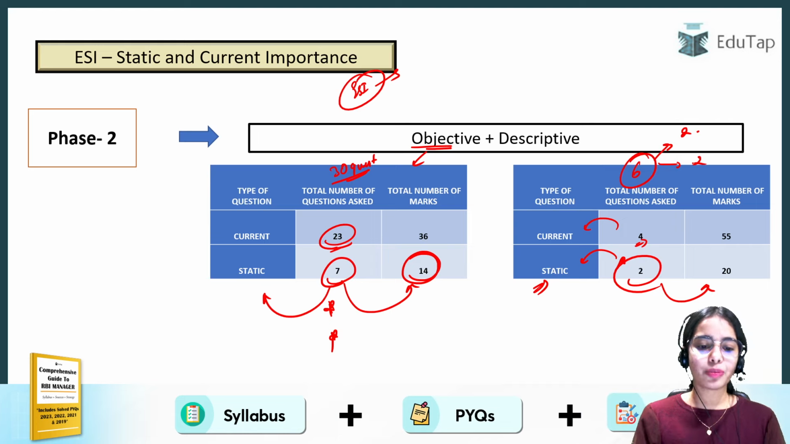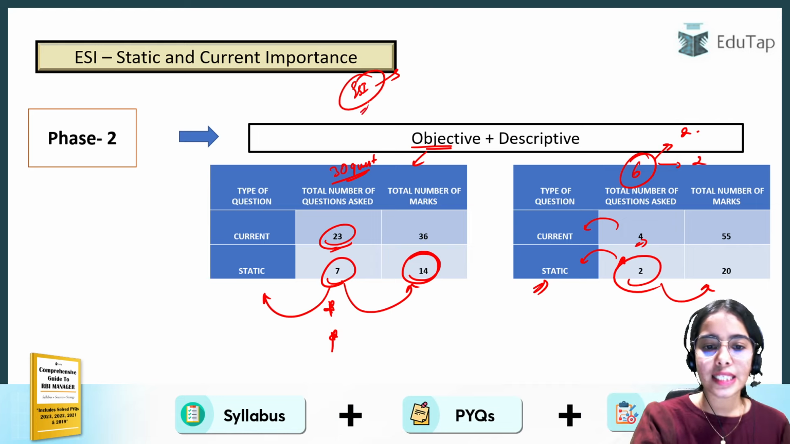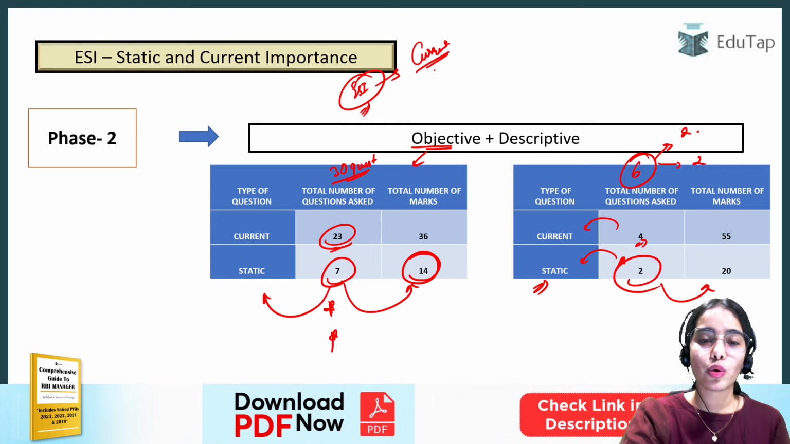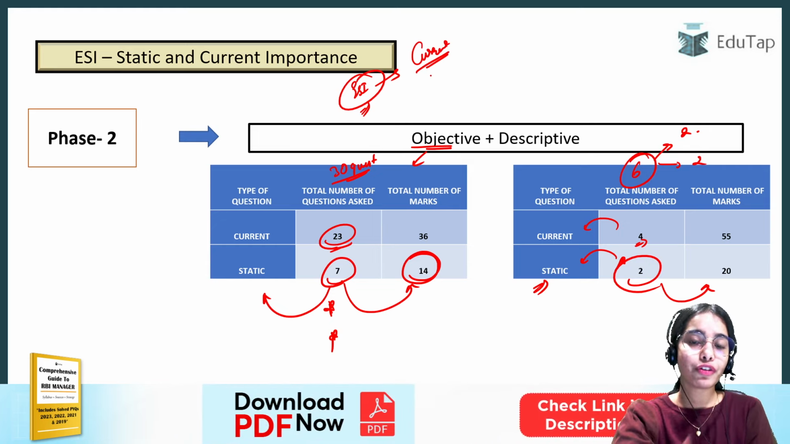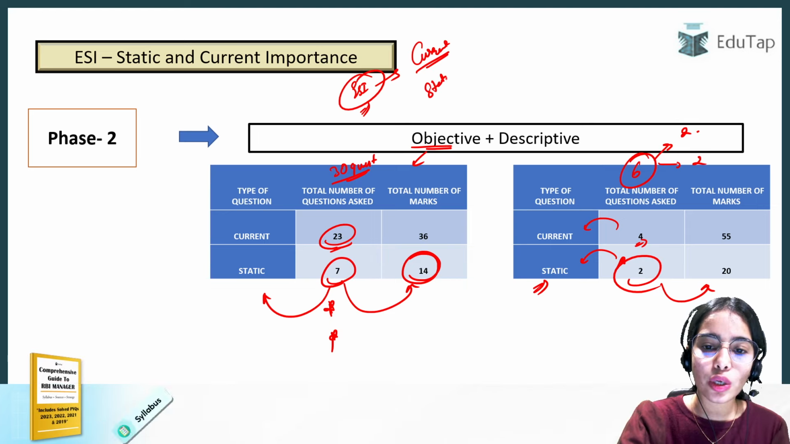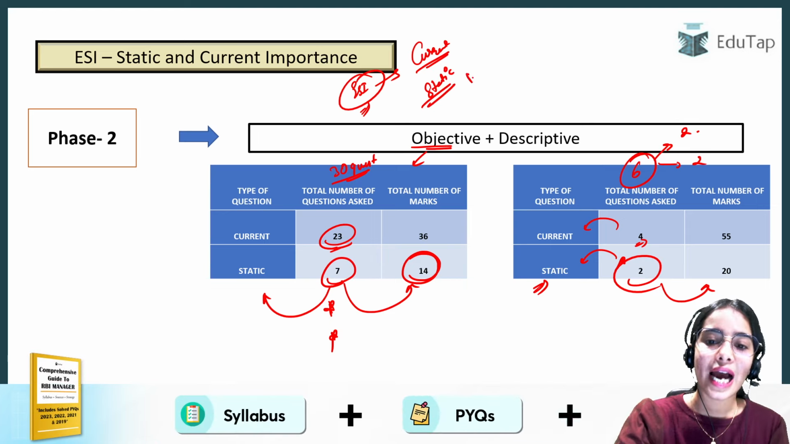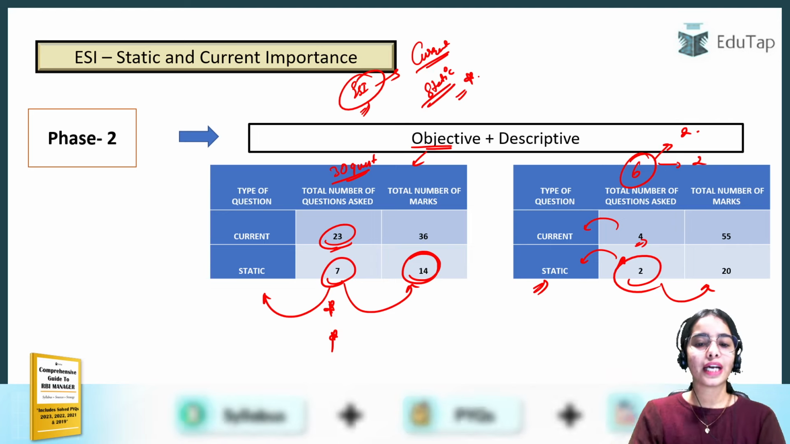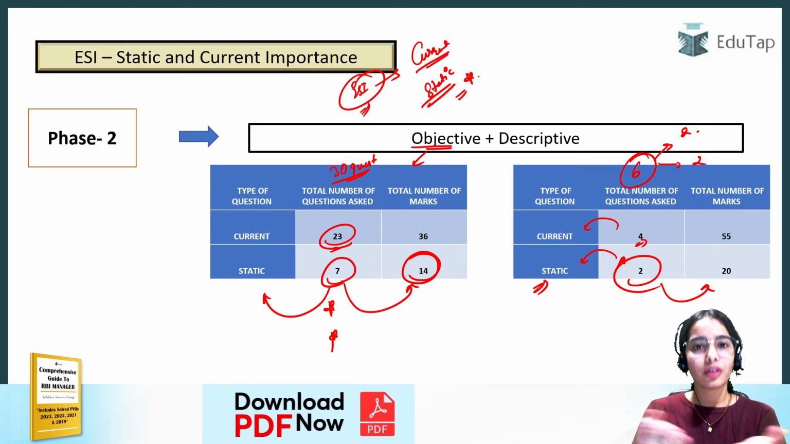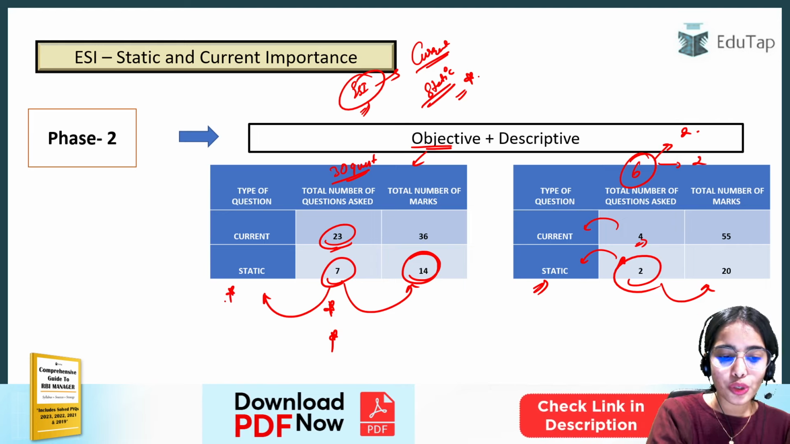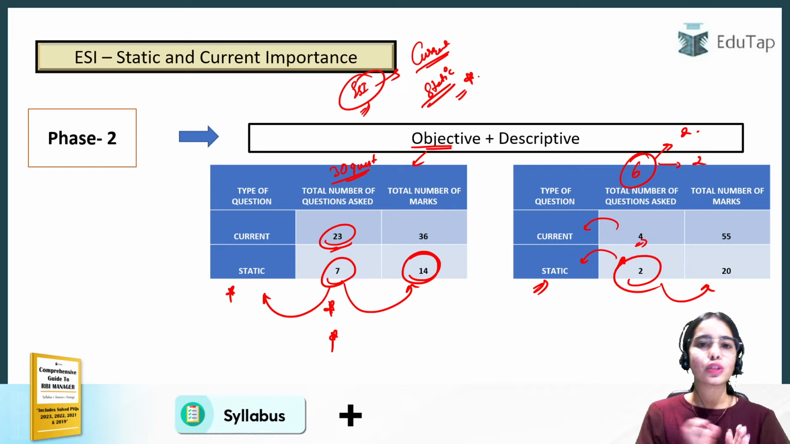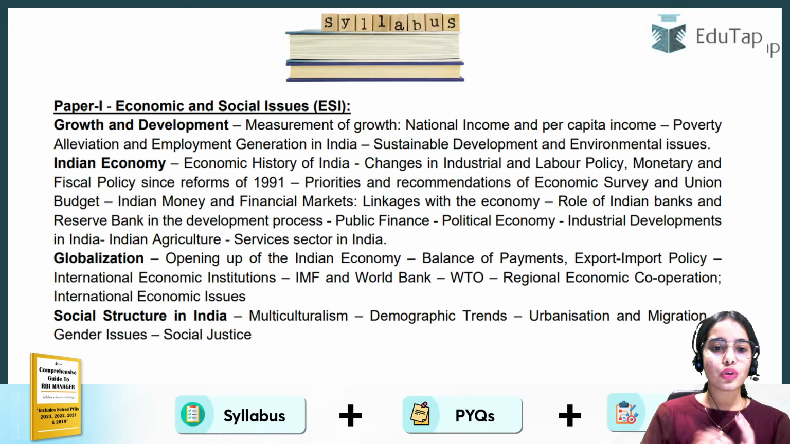So in the ESI component, you can understand that yes, current has the maximum weightage, more than 50%, but static is also becoming very important now, and this is the low hanging fruit that you can easily do in the ESI component. So you should not leave the static part, and what the strategy for the static part should be, that also I'm going to show you. So this is the syllabus.